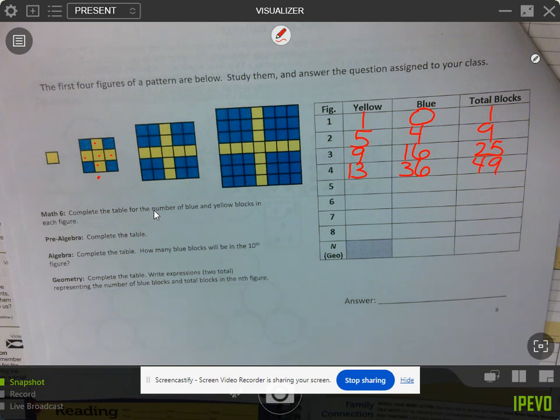I'm going to let you find your own pattern. What rule are we following to go from here to here? Oh, sorry, from here to here, from here to here, from here to here. Find that pattern and follow it. Find what rule it is. Look at our blues.